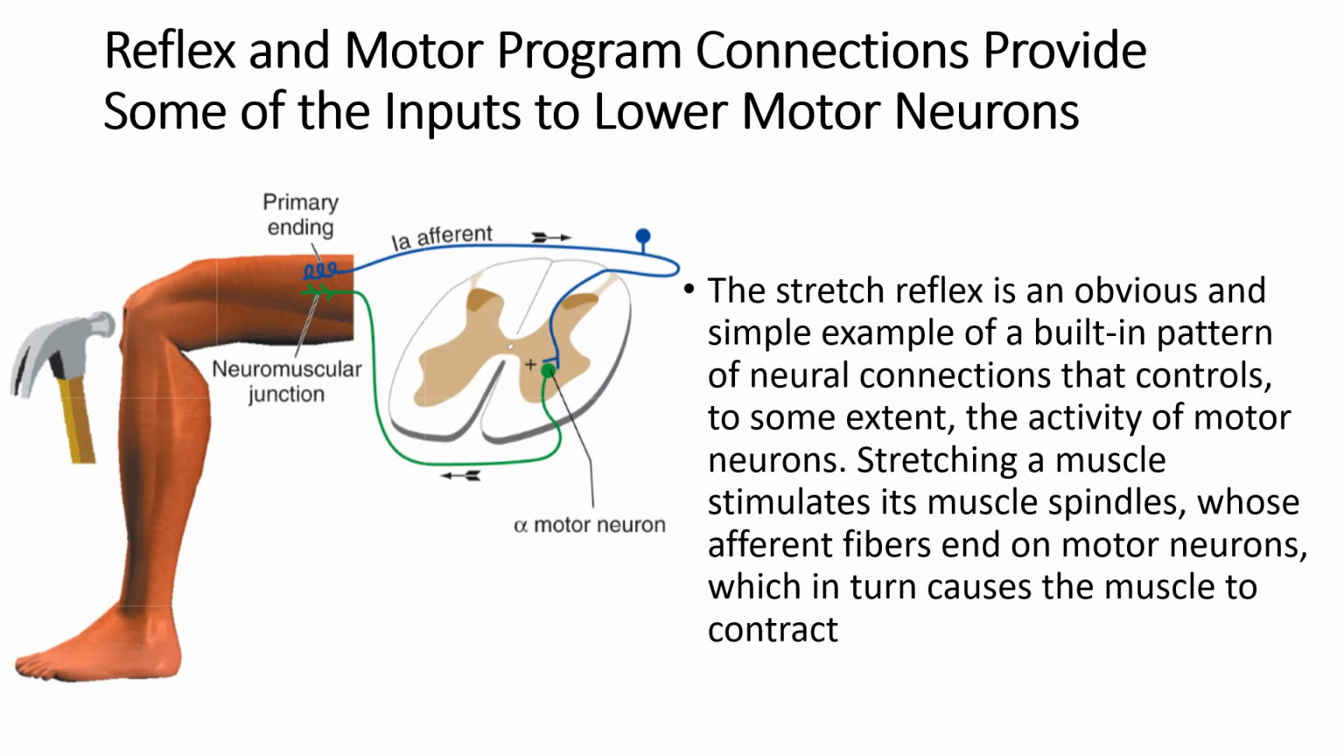The stretch reflex is an obvious and simple example of a built-in pattern of neuronal connections that controls to some extent the activity of motor neurons. Stretching a muscle stimulates its muscle spindles, whose afferent fibers end on motor neurons, which in turn cause the muscle to contract. So those 1A afferents, remember, muscle spindles, 1A afferents, coming into the cord saying, hey, I've been overstretched.